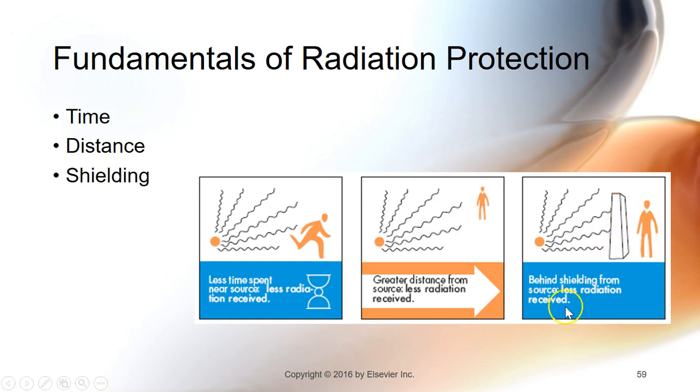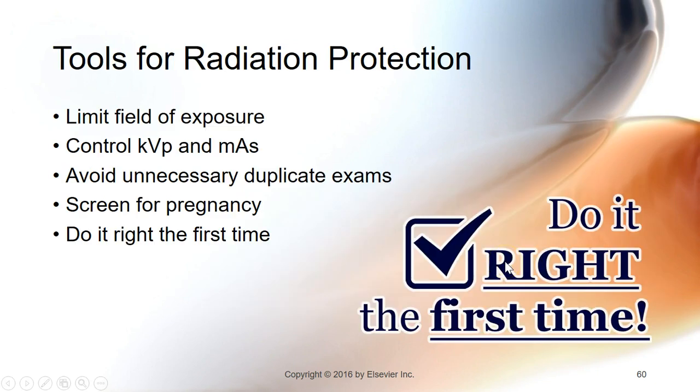And then shielding. If you are standing behind the shielding, then you will get less radiation. If the patient is getting a chest X-ray, then you can shield the lower half of their body and they're getting less radiation. These are very, very important things that we will continue to cover as time goes on.